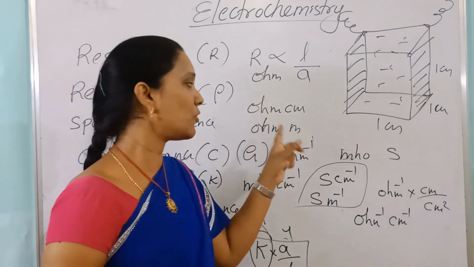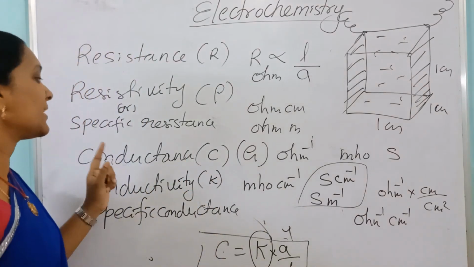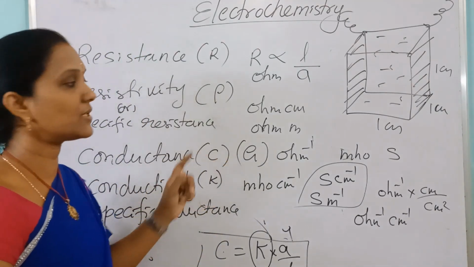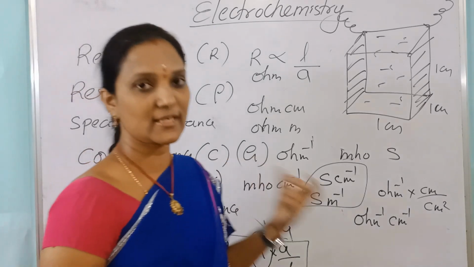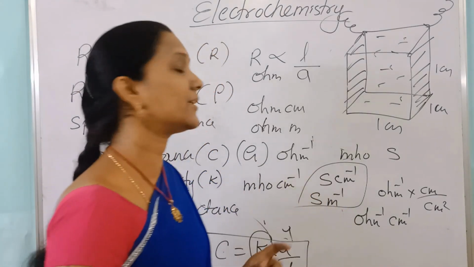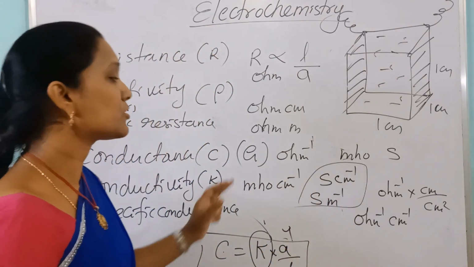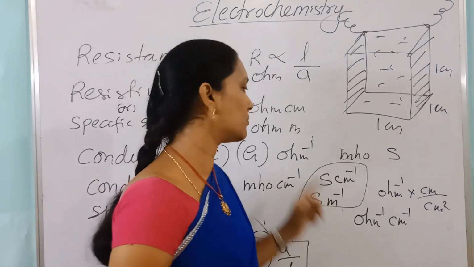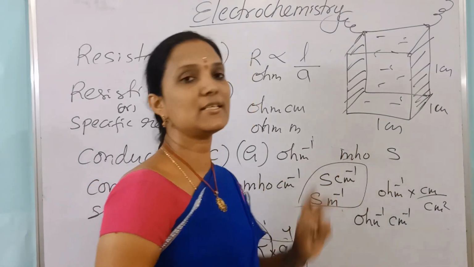And units are ohm centimeter or ohm meter. Conductance, C or G. What is this one? Reciprocal of that resistance, that is the conductance. Conductance is equal to 1 by R. So units are 1 by R, 1 by ohm: ohm inverse or mho, or it is a Siemens.